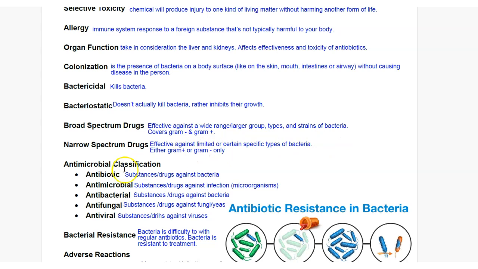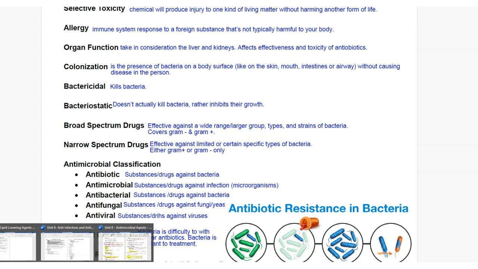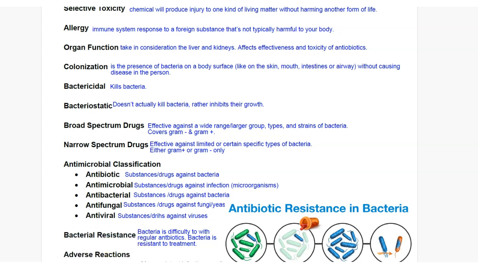Now, antifungal is a term that we use for substances or drugs against fungus and yeast. On the other hand, we have antiviral, very specific, right? Antivirals are substances or drugs against viruses.